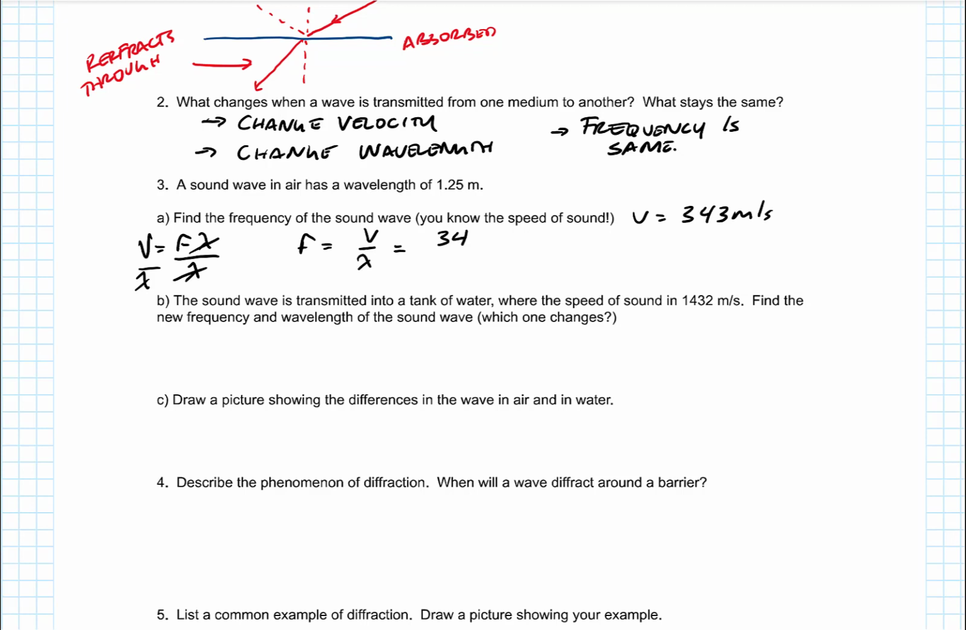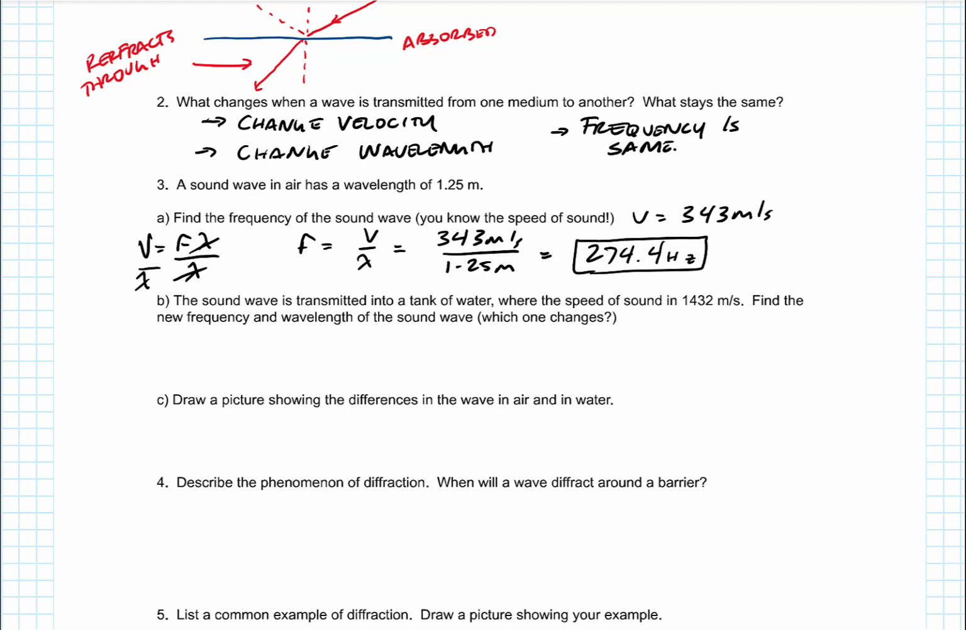So 343 meters per second divided by the wavelength of 1.25 meters. And that ends up giving 274.4 hertz for the frequency. So no matter what happens to this wave, no matter what it goes through, it stays the same. So the sound wave is transmitted into a tank of water. Find the new frequency and the new wavelength.